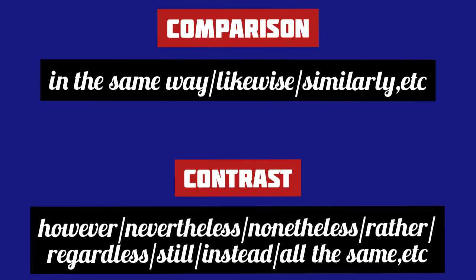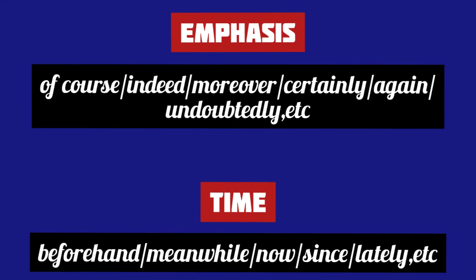Some conjunctive adverbs indicate a relation of contrast between the two clauses or sentences that they join. For example, however, nevertheless, nonetheless, rather, regardless, still, instead, all the same, and so on. And then for emphasis, we use these conjunctive adverbs. Of course, indeed, moreover, certainly, again, undoubtedly, and so on.